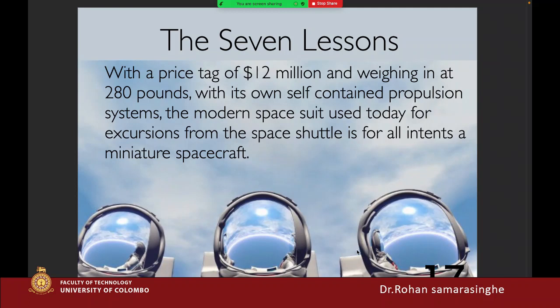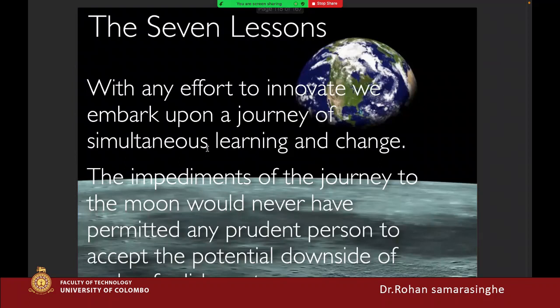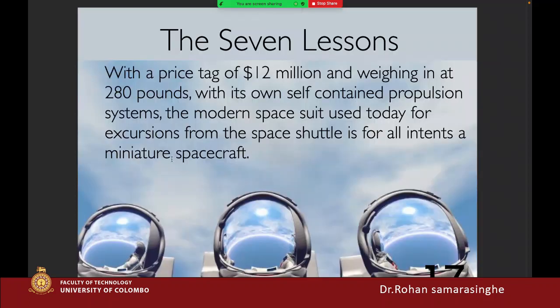Especially in a vacuum environment, how to survive? Likewise, everything must be considered in this jacket. And the modern space suits used today for the space shuttle are, for all intents, a miniature spacecraft. Actually, I got this example from some notes. That's why I explained from this.